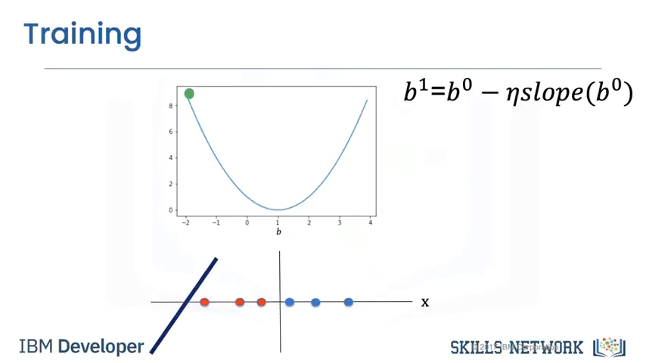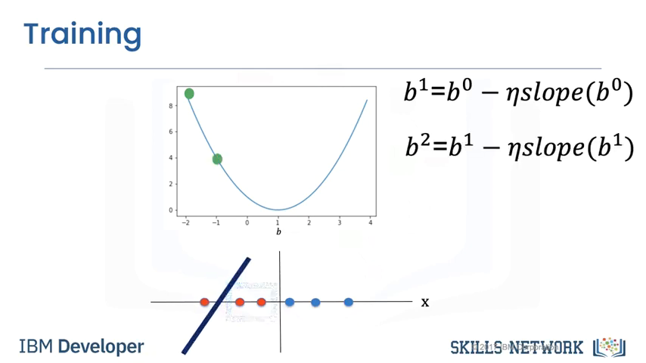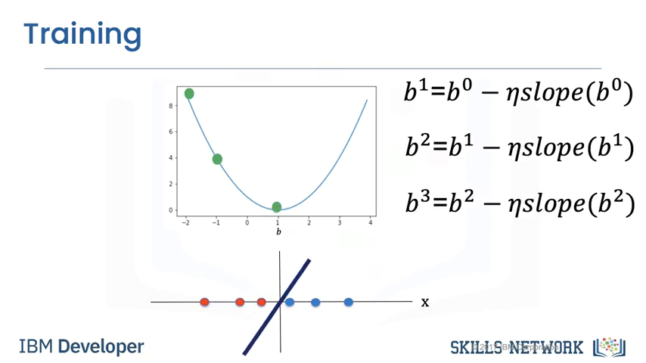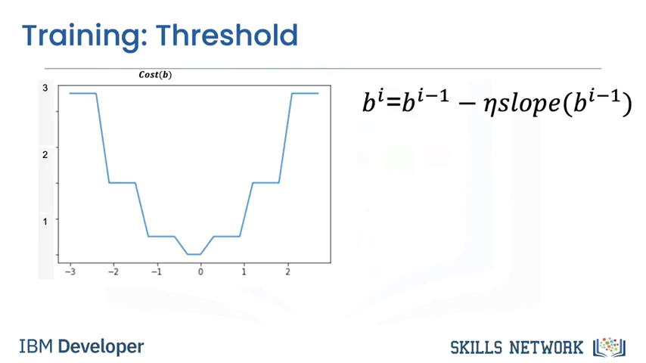We can see the relationship between the cost function and the decision plane. Each iteration of gradient descent finds a parameter b that decreases the cost, and the decision plane does a better job at separating the classes. It's challenging to perform gradient descent on the threshold function. The slope is 0 in many regions. If we get stuck in these regions, the gradient will be 0 and not update.